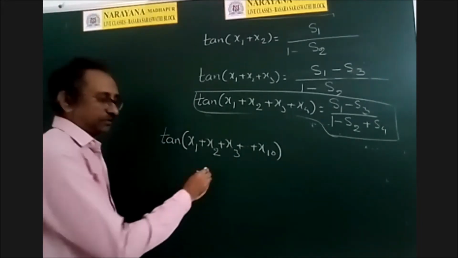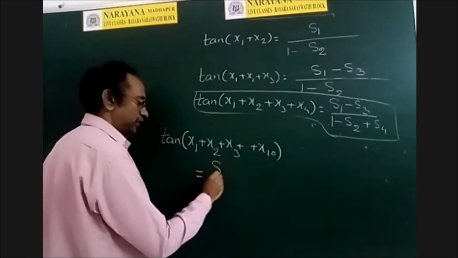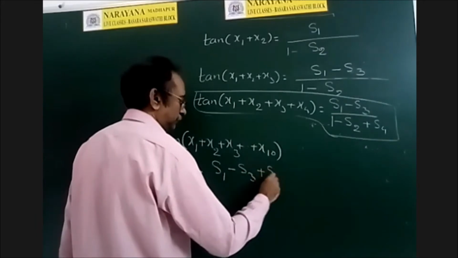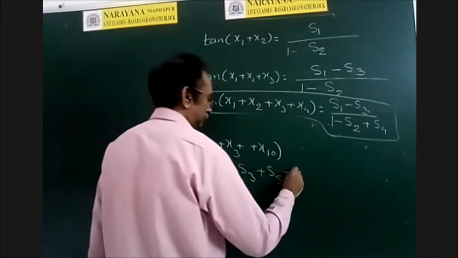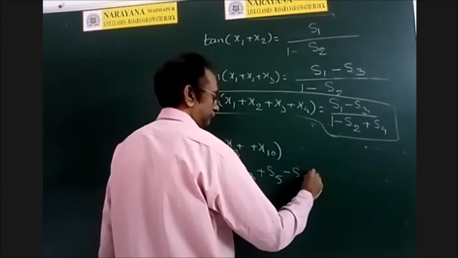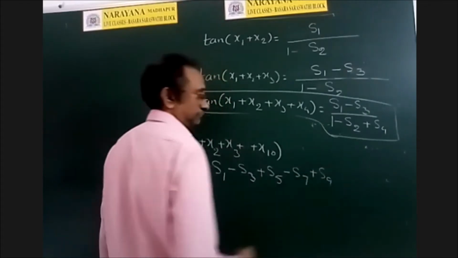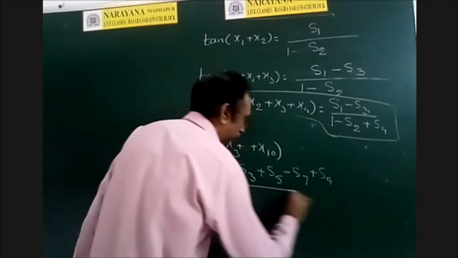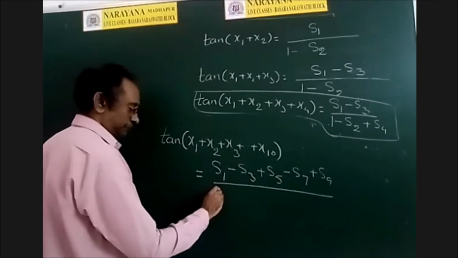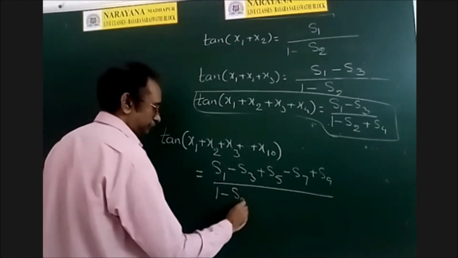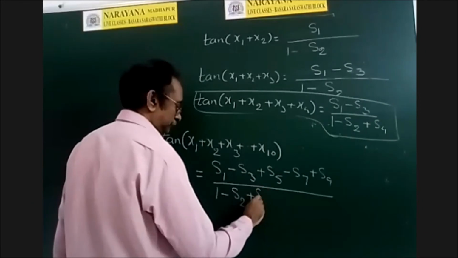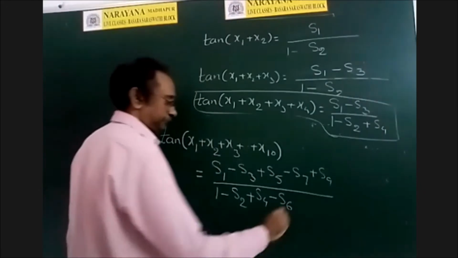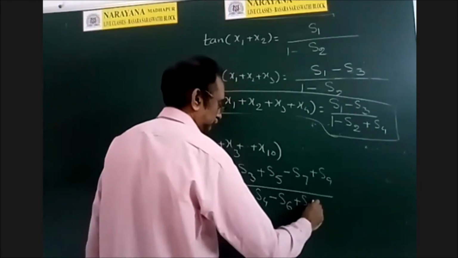S1 minus S3 plus S5 minus S7 plus S9, by 1 minus S2 plus S4 minus S6 plus S8 minus S10. Very good. That's all. There is no S11, only 10 terms are there here.